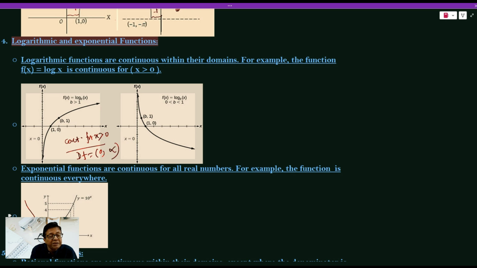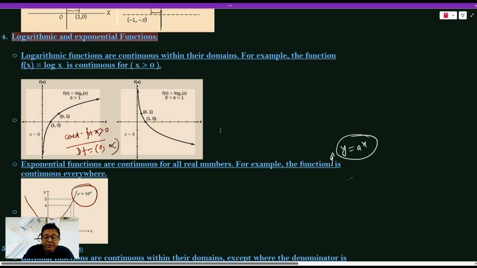For x less than 0, we can define. So these functions, exponential functions, are continuous everywhere. The function we have taken here is y equal to a to the power x. A may be greater than 1, a may be less than 1. Then the graphs will be like this, and it is continuous everywhere on the number line.